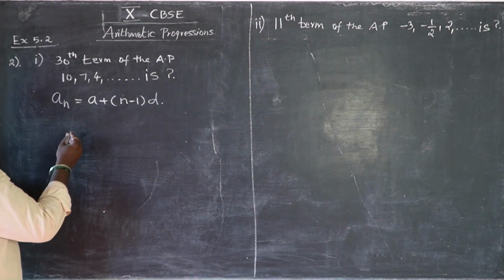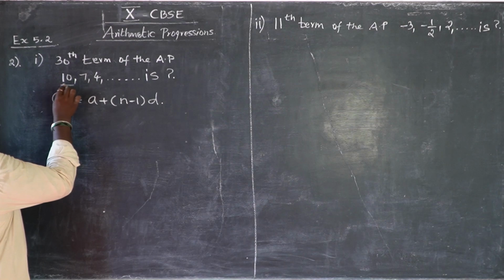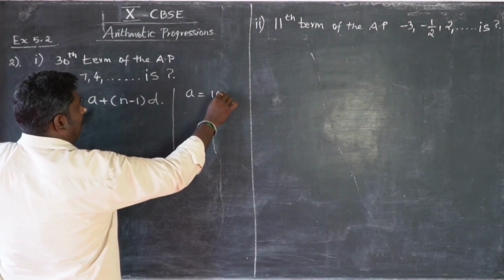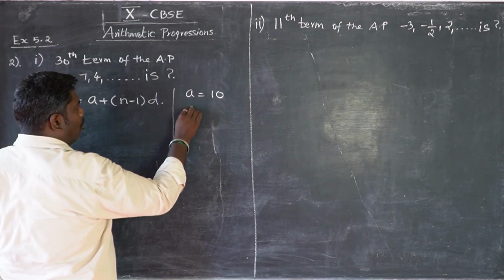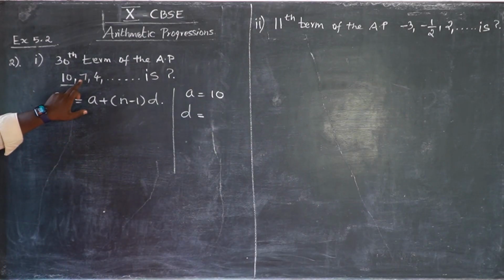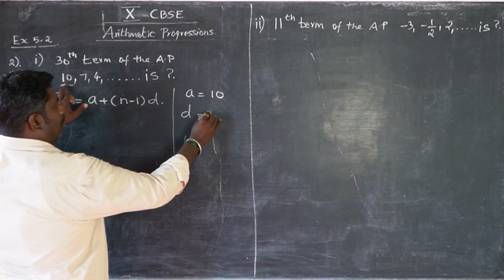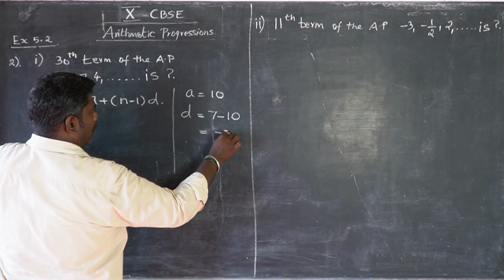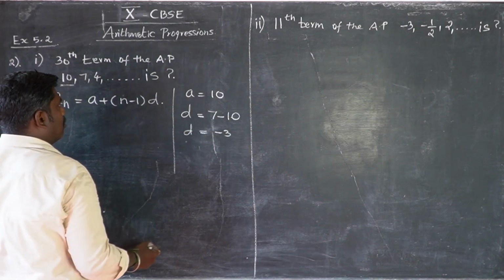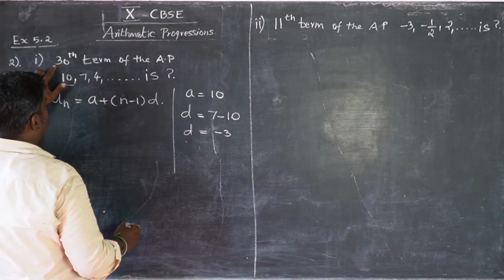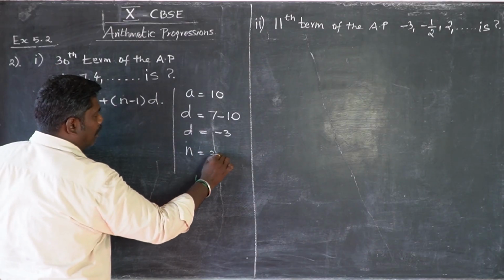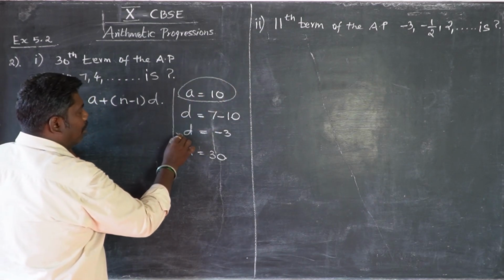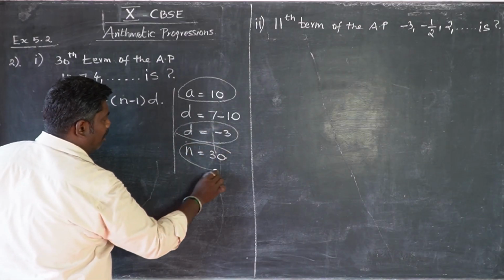Here, from the question, we know that the value of a, the first term, is 10. Then the common difference. Common difference means second term minus first term. That is, second term 7, first term 10. So 7 minus 10 becomes minus 3. Common difference is minus 3. The question is to find the 30th term. So n value is equal to 30. So from the given question, a value 10, common difference minus 3, n value 30.